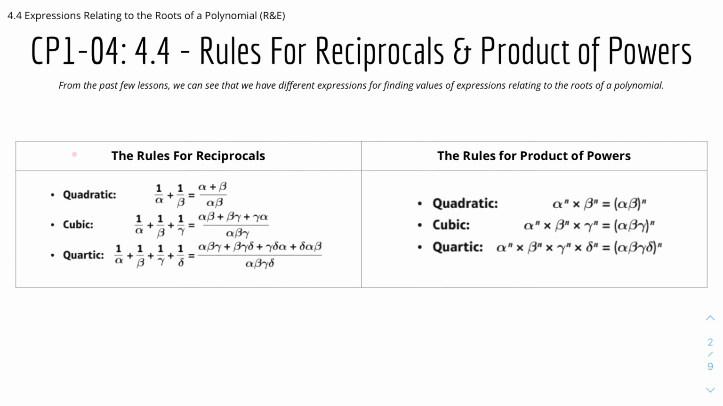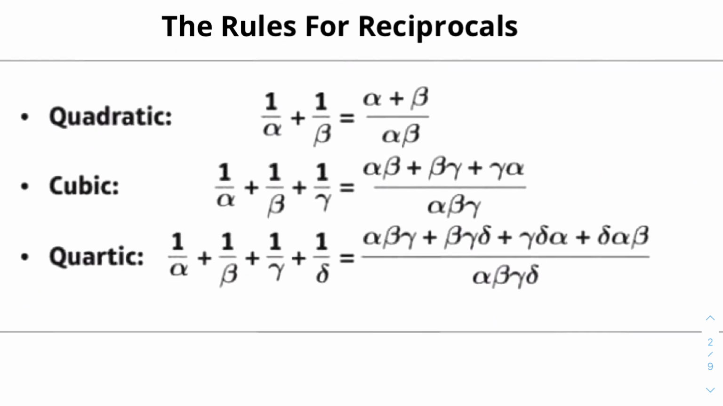So for the rules of reciprocals, we know that for a quadratic, 1 over alpha plus 1 over beta equals alpha plus beta over alpha beta. And we can see that as we go from quadratic to cubic, there's one more root, because in the quadratic there are only 2 roots, in the cubic there are 3 roots, and in the quartic there are 4 roots.